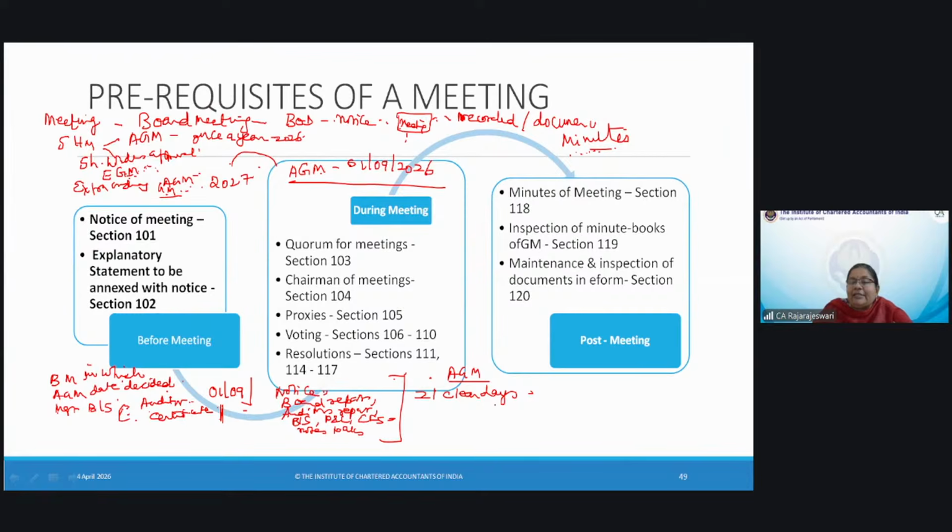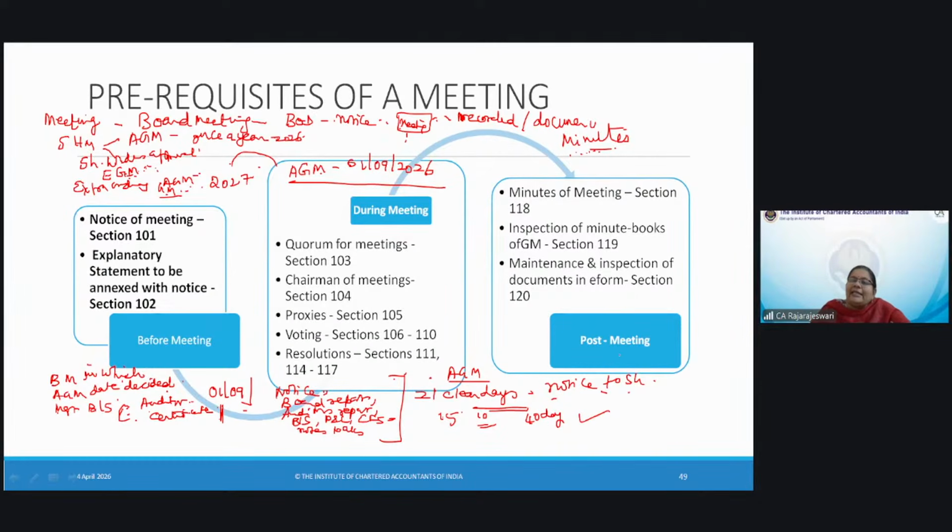Generally, it is 21 clear days before the meeting that you have to send the notice to the shareholders who are entitled to receive it. What companies do is send it in advance. If more days' notice is given, nobody is going to question you. But if they have sent the notice just 15 days before or 10 days before, then questions will be raised. If you have sent the notice 40 days before the meeting, well and good. The law specifies at least 21 clear days before the date of the AGM, and the company has to send the notice to all the shareholders.